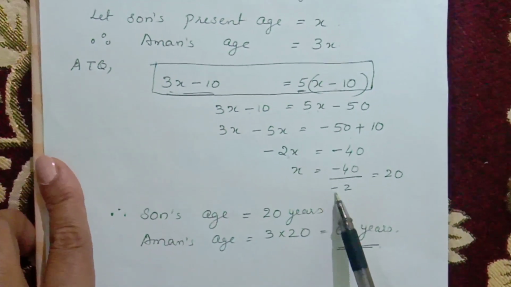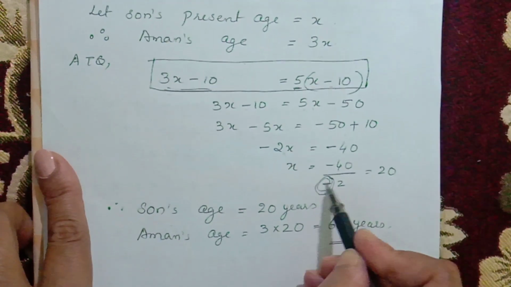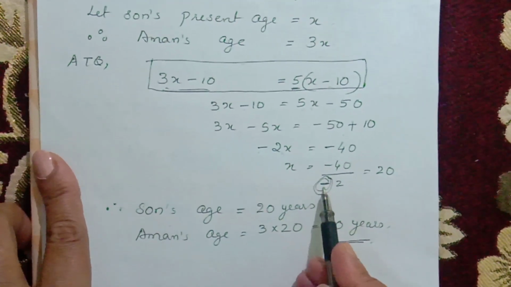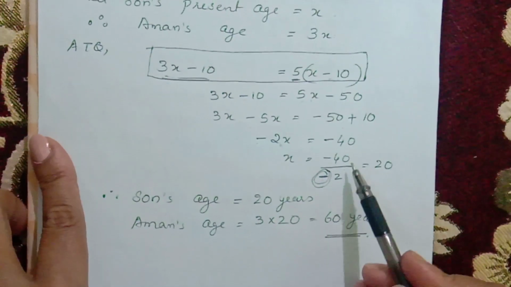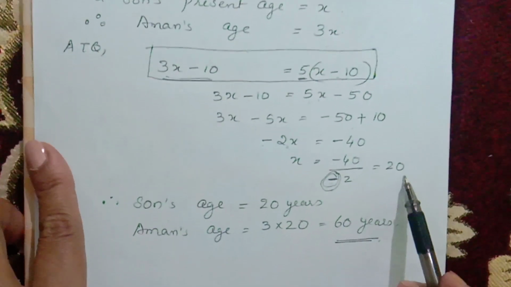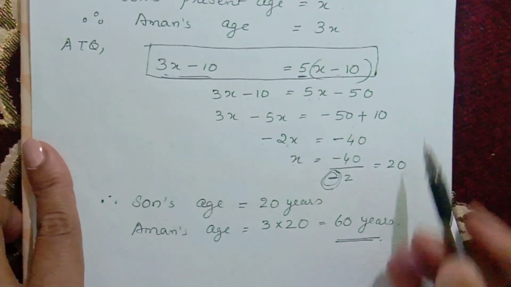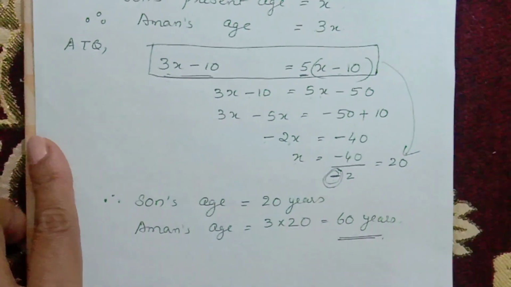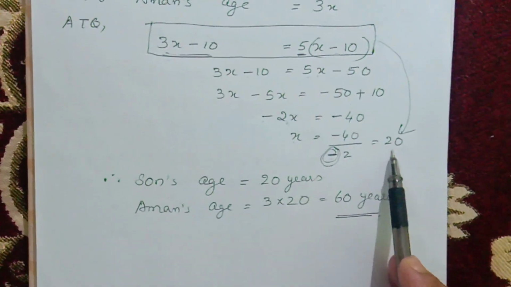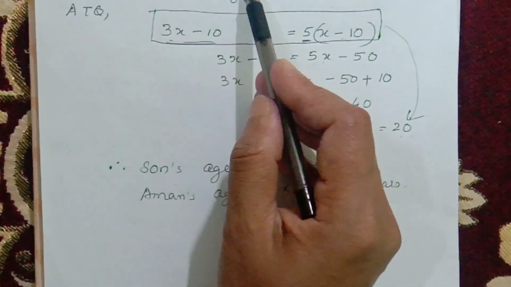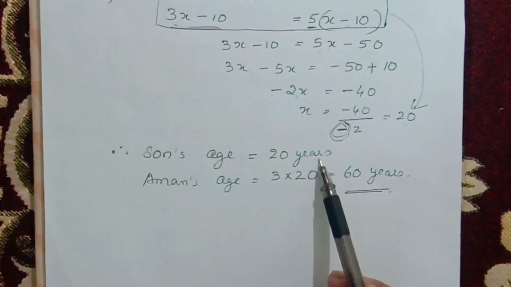Then this multiplied by minus 2 will become divided by. Please remember the negative will remain the same. It is not changing. What is changing? Multiply will become divide. Minus 40 upon minus 2 is equal to what? 20. So we got the value of x as 20 in this equation. The solution of this equation, x is equal to 20. And what is x? Son's present age. So we can write son's age is equal to 20 years.